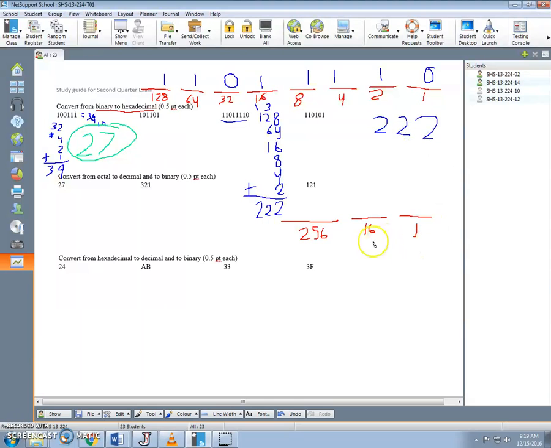Now we have to ask ourselves, what's the biggest number here that fits into that one? Well, that would actually be 16. How many times? Here, let me show you something that will help you on the test. Since I don't let you use calculators, go ahead and just write down the multiples of 16 below. And then when you get to the one that you can use, well, there you go.